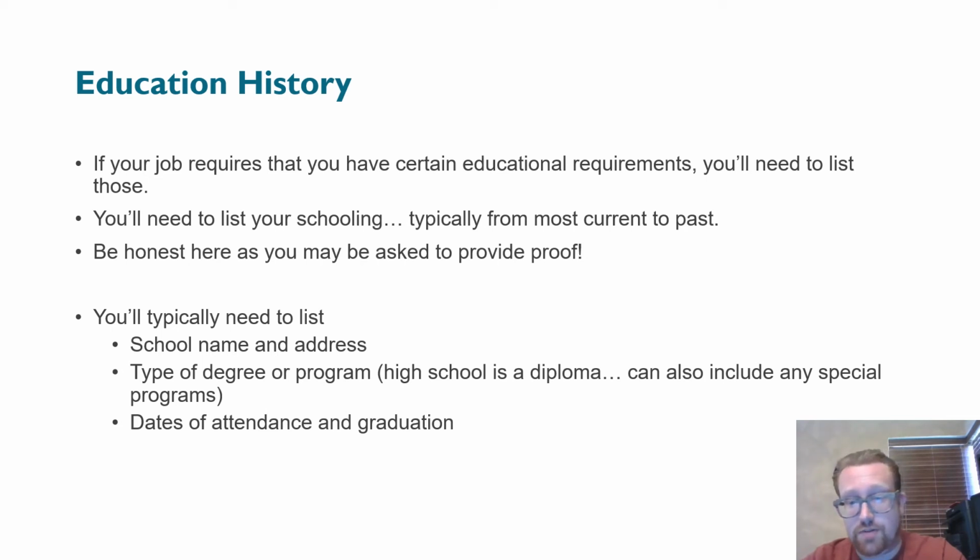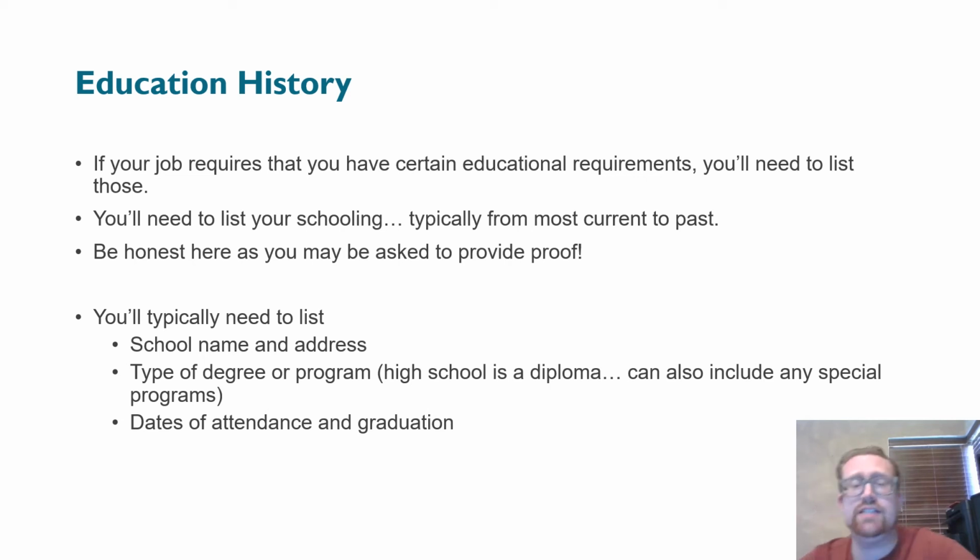Be honest here, especially if you do get a job after college, because they might ask for your college transcripts. You typically need to list your school name and address, the type of degree or program. High school is a diploma once you graduate from high school, and you can also include any special programs. I always included college preparatory because my program that I did in high school was to prepare me for college. I took advanced courses, and so it was getting me ready for college.